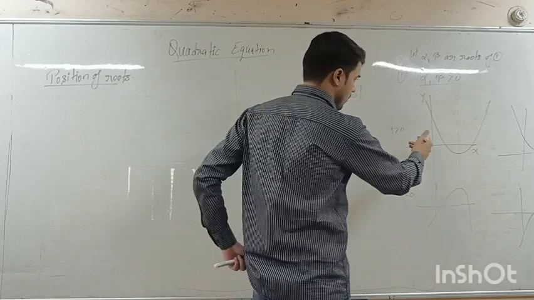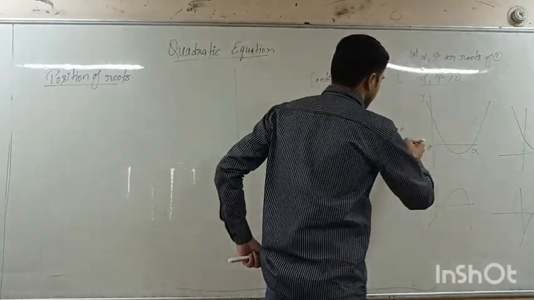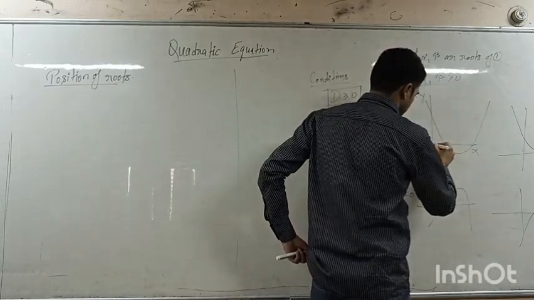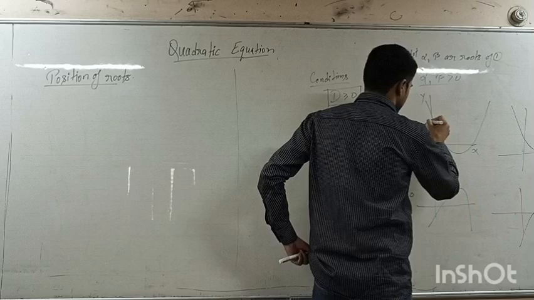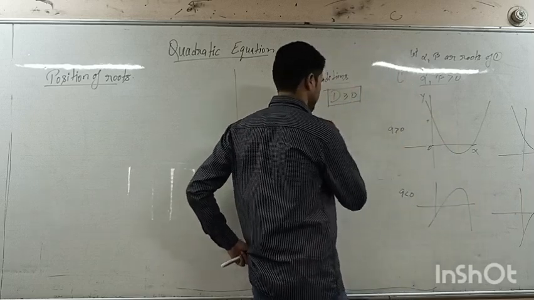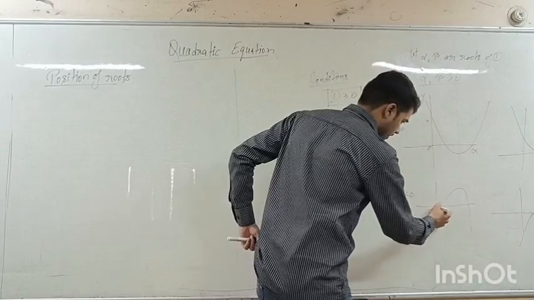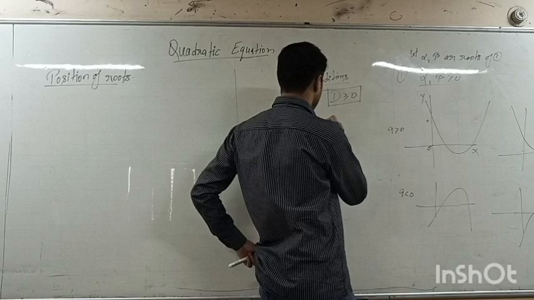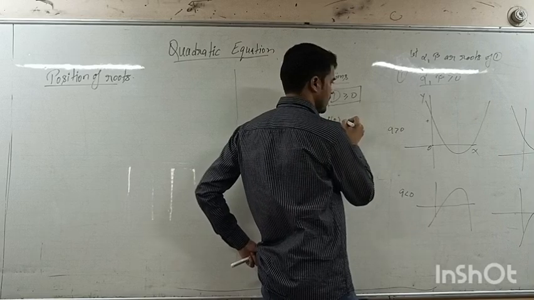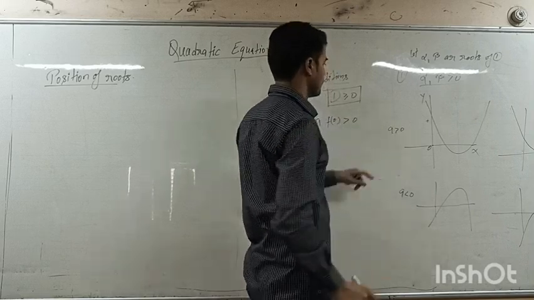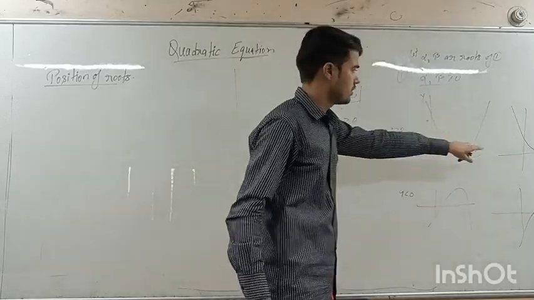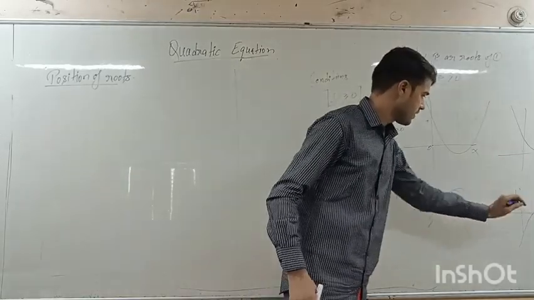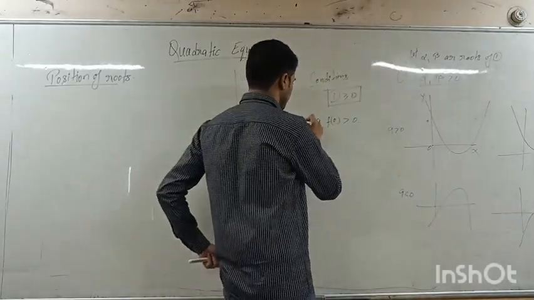So what can we say in this condition? A is greater than 0. So f(0) is positive here and a is also positive, and f(0) is negative here where a is negative, in both the conditions. So we can say a into f(0) will be greater than 0, because a is positive and f(0) is positive in the graph, and a is negative and f(0) is negative. Okay, we can say that is the first condition.